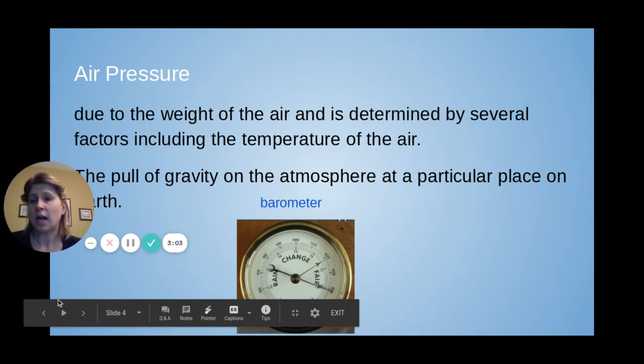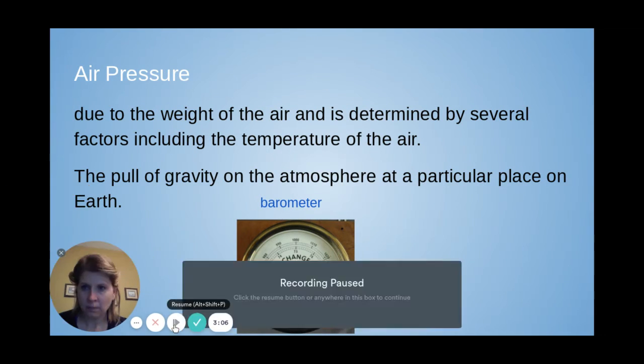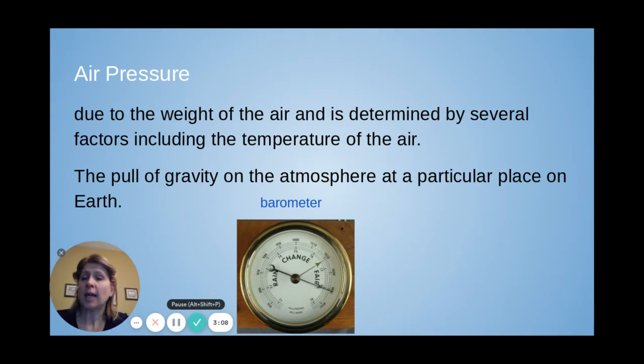Now, the next concept we're going to look at is air pressure. Air pressure, if you think about the word, will kind of tell you what it does. It is due to the amount of weight of air that is placed on the atmosphere and is determined by several factors such as the temperature of the air. It's the pull of gravity on the atmosphere of a particular place on Earth. So think about it. It's the amount of air pressure that's being placed on the Earth.